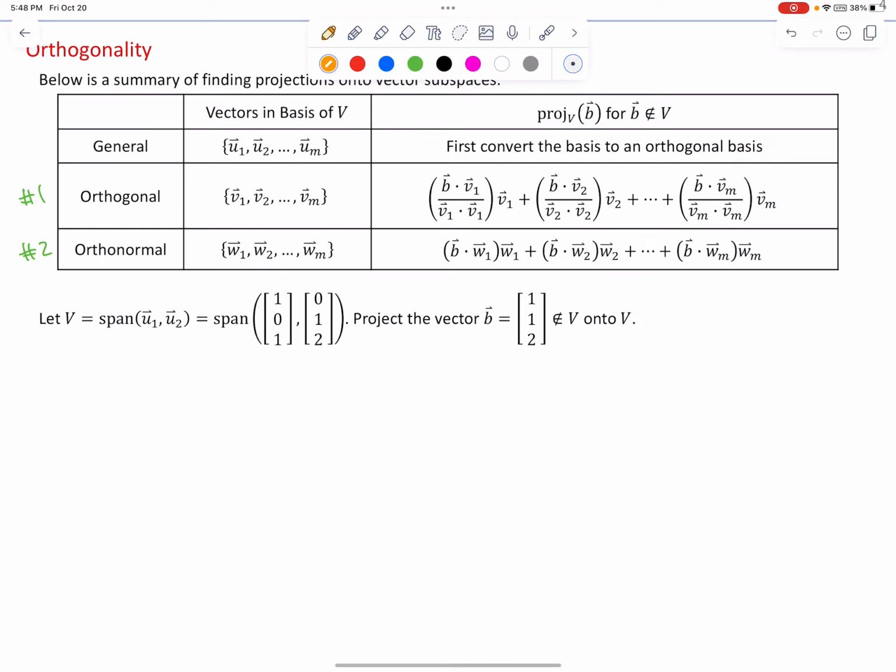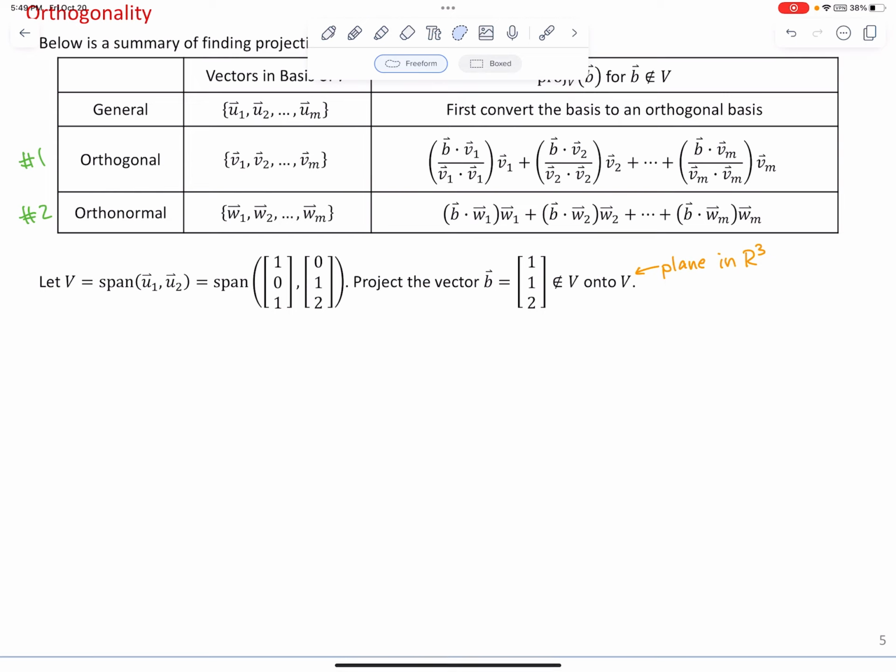Capital V, of course, will be a plane in 3-space because it's the span of 2 3-dimensional vectors that are independent of each other. And notice that these are, in fact, independent. They are not multiples of each other. Okay, let's go with this route here.